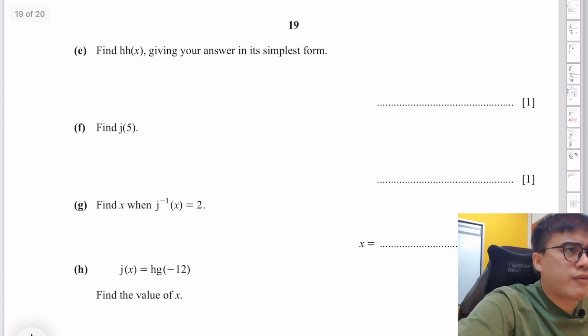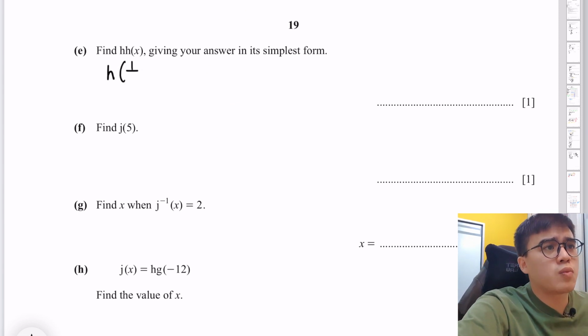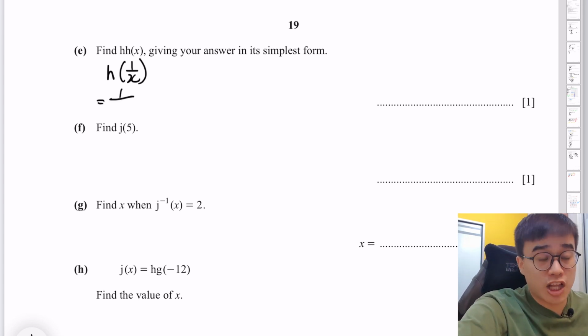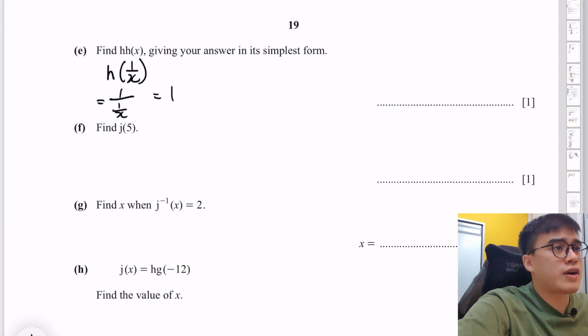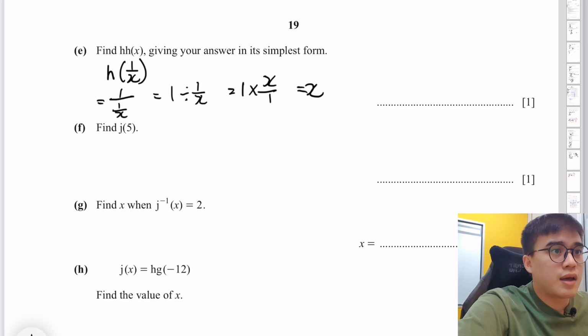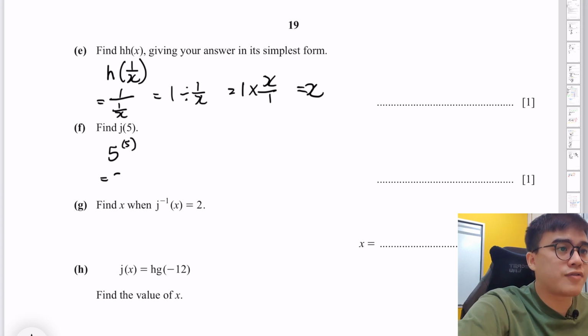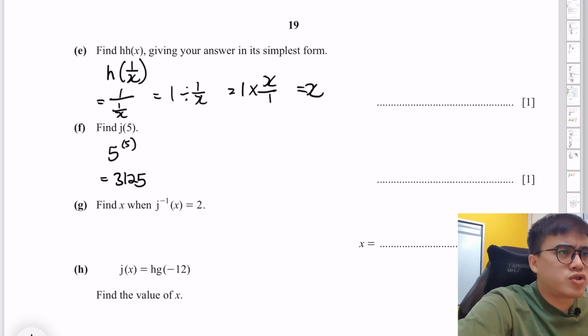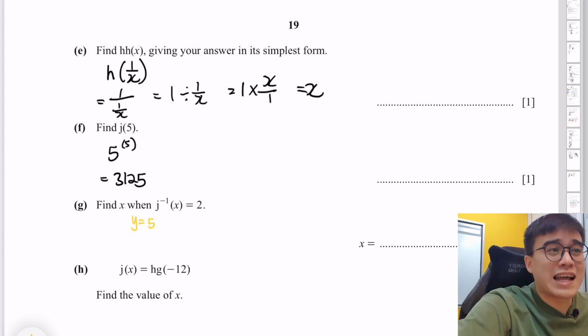Question E, however, is very straightforward. I have to replace the 1 over x as my new x in the function h. So I got 1 divided by 1 over x. After divide becomes multiply, I get my final answer as x. And when j is 5, it means 5 to the power of 5 is 3125.